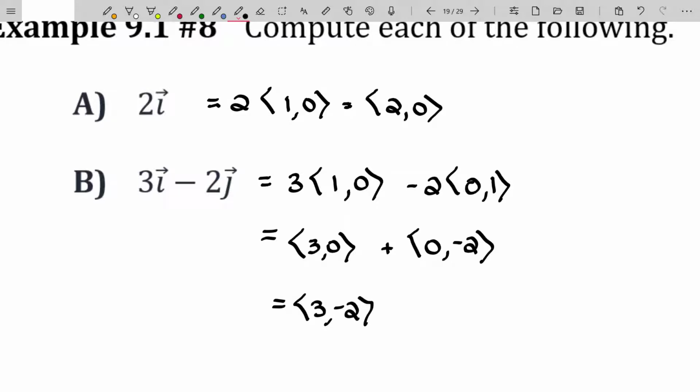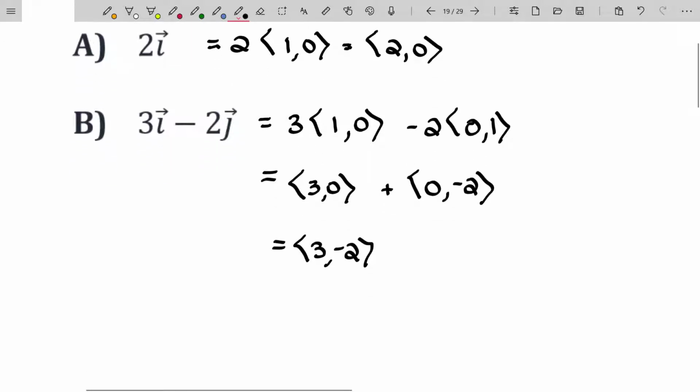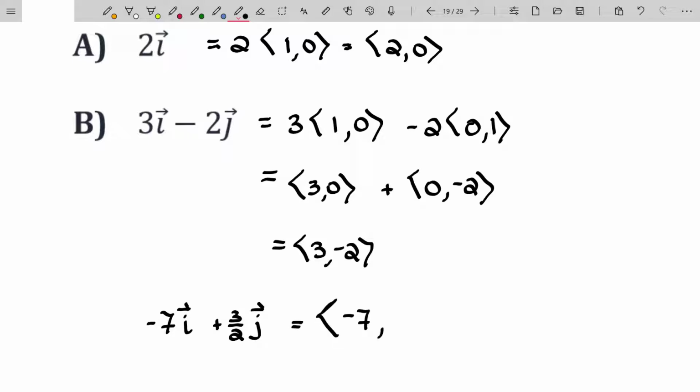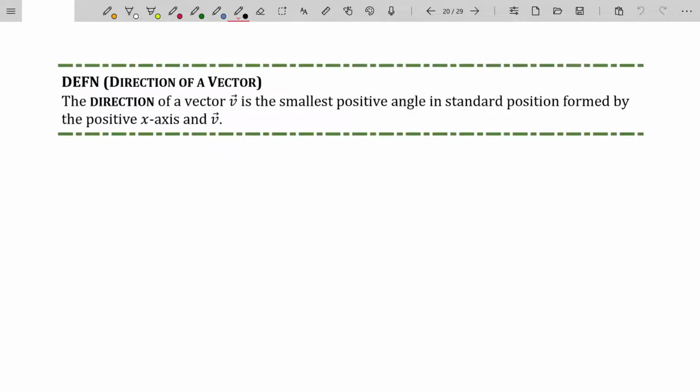Now, nobody would ever really take that much time doing it. So if somebody came to you and said, hey, I need to know what -7i plus 3/2 j looks like, you could say, well, that's just -7, 3/2. The coefficient on i gives you the first component. The coefficient on j gives you the second component. That's all.